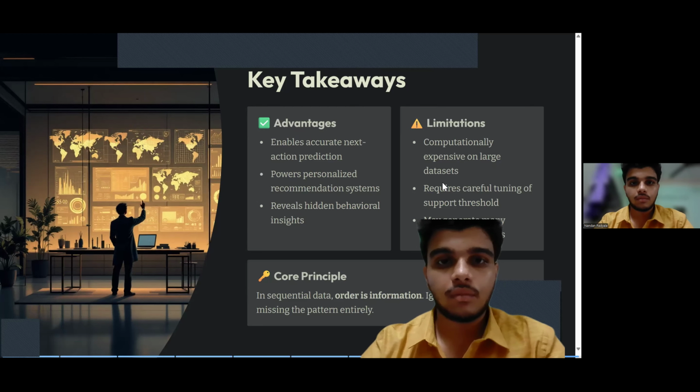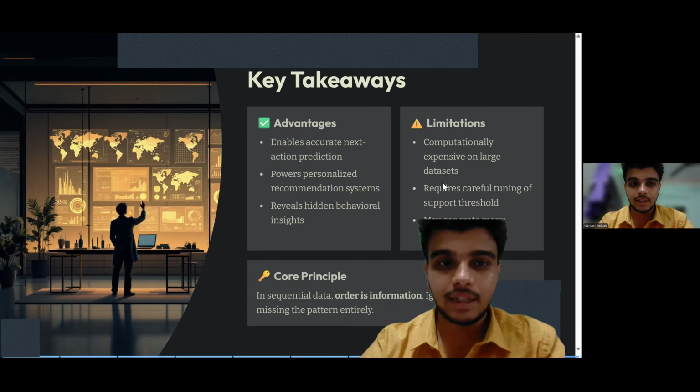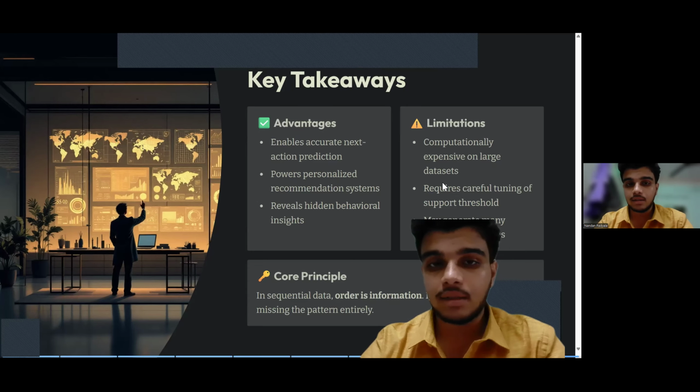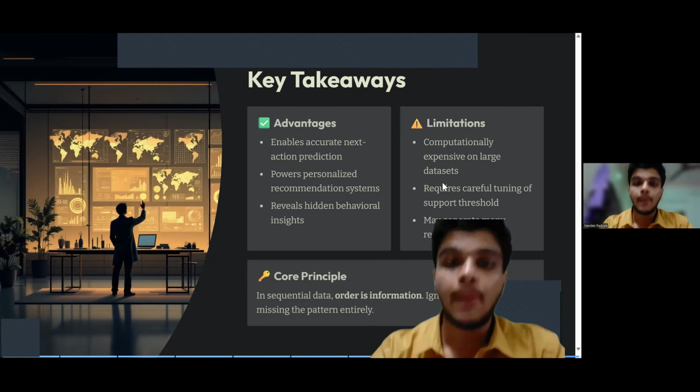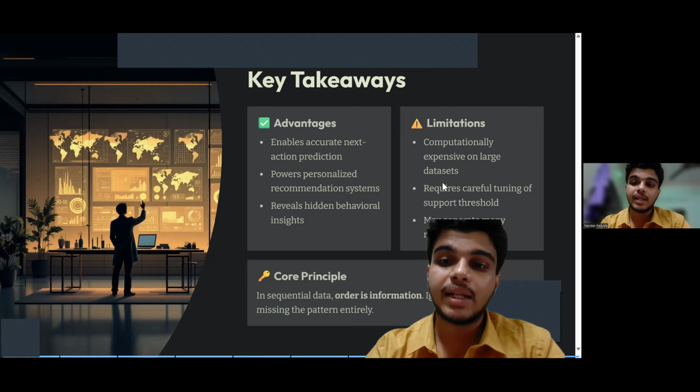So, for revision, let me revise the advantages and limitations of sequential pattern mining. The advantages are: enables accurate next action prediction, powers personalized recommendation systems, reveals hidden behavioral insights. And the limitations are: computationally expensive on large data sets, requires careful tuning of the support threshold, and may generate many redundant patterns.